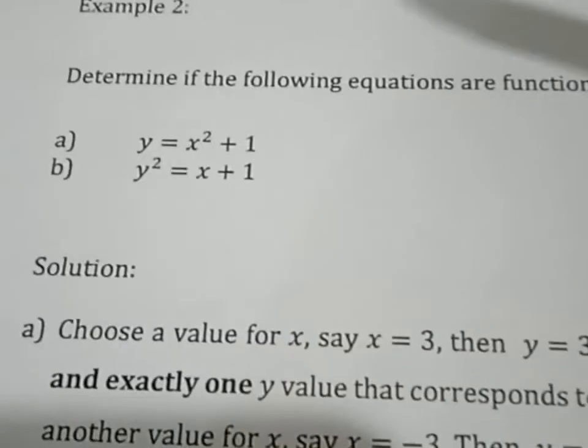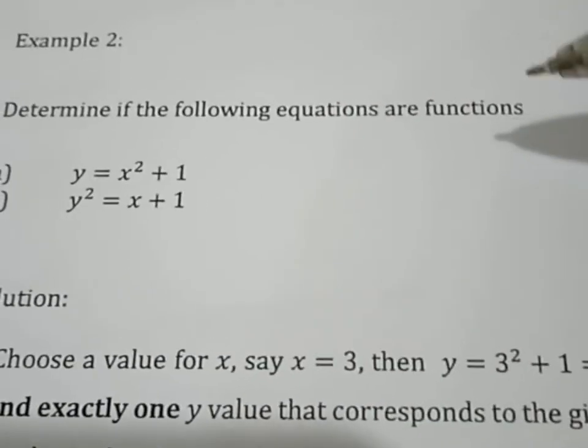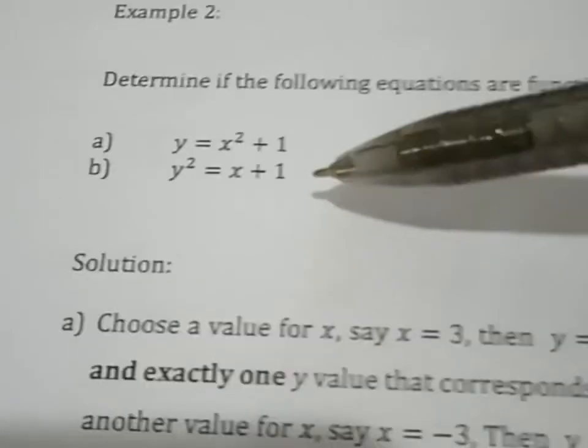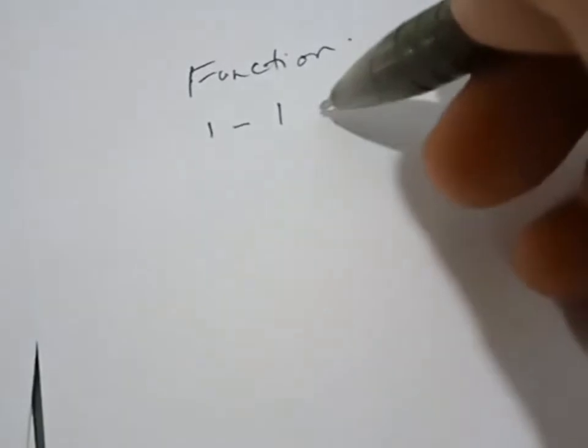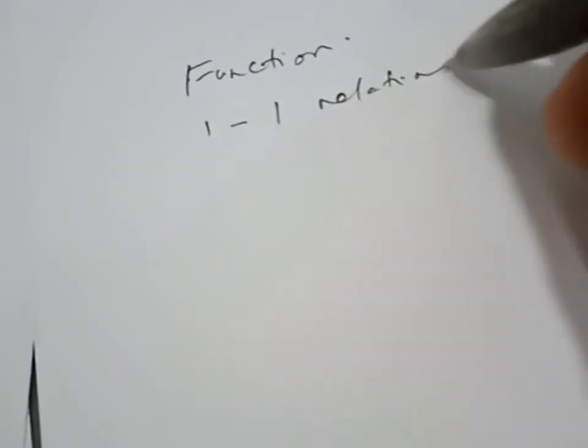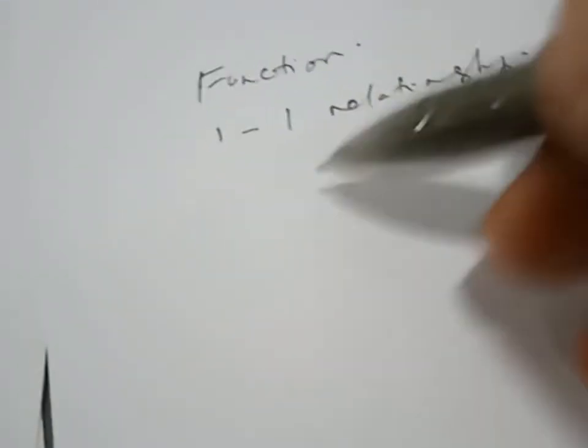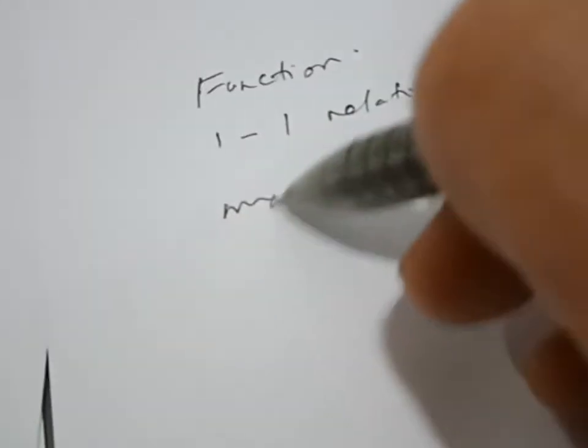Okay, next, example 2: determine if the following equations are functions. In graph form, earlier I mentioned that a function is a one-to-one relationship and a many-to-one relationship.